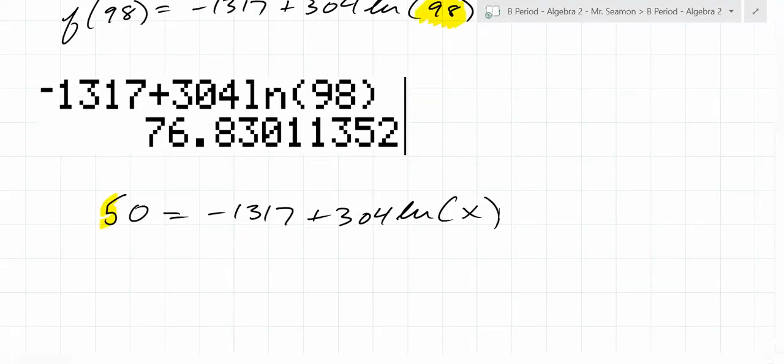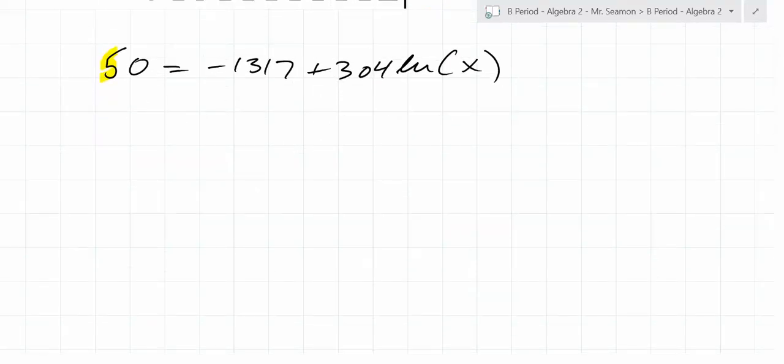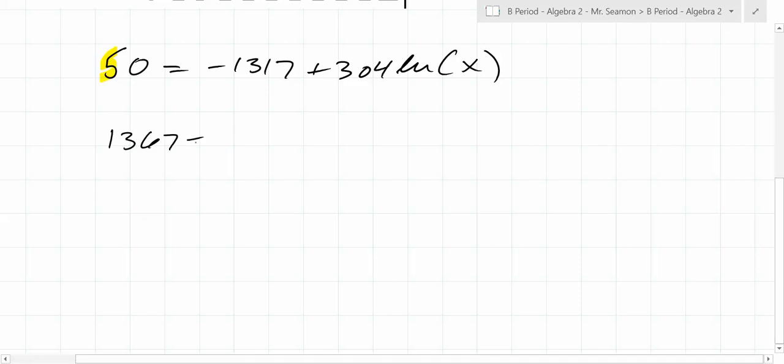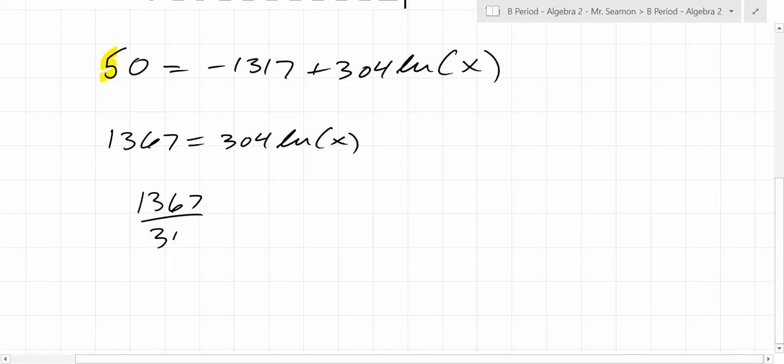If we want to solve for x, can someone give me the first little thing I should do first? What's the first thing? Yes, Calvin. Correct. So you end up with 1,367 equals 304 ln x. Can someone give me the next simple step? What should I do? I want to isolate x. Give me an easy thing to do, Alyssa. Correct. Yep. 1,367 over 304 equals ln x.